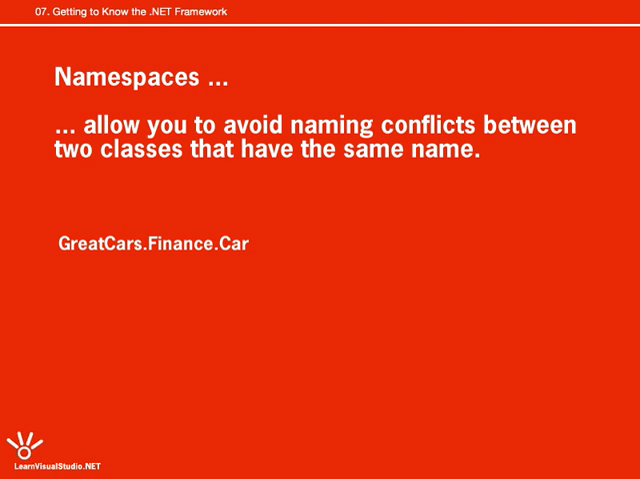And your counterpart's namespace, who happens to work in engineering, is GreatCars.engineering.car. Now, this is what you call a fully qualified namespace or fully qualified type name, because it uses the full name of the car class to differentiate the two classes from each other.